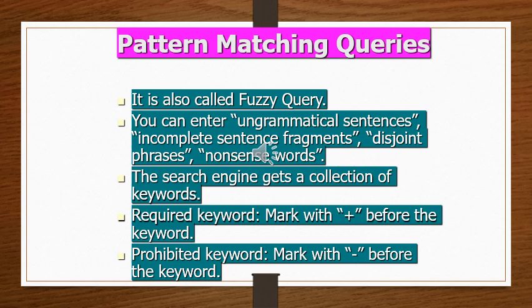We also have the pattern matching queries, which we call the fuzzy query. You can enter ungrammatical sentences, incomplete sentences, fragments, disjoint phrases, nonsense words. They still will return back answers. They will still return back hits and matches. The search engine gets a collection of all the keywords that are there and brings out the information for you. Any required information will be marked with a plus, and any prohibited information will be marked with a minus.